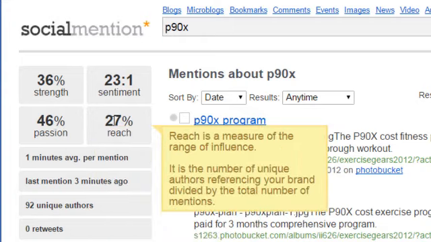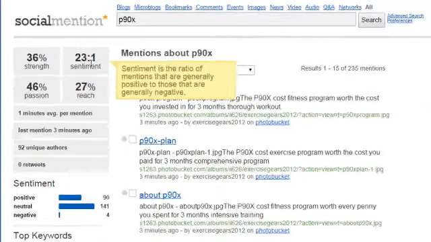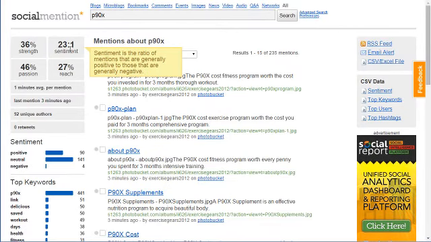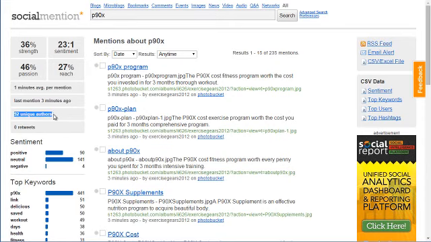And then of course we have reach. Reach is the measure of the range of influence. It's the number of unique authors referencing your brand divided by the total number of mentions. And then of course sentiment is the ratio of the mentions that are generally positive to those that are generally negative. So it's 23-1. Now, what's cool about this is it tells you, for every mention, it's about 1 minute average. The last mention about P90X was 3 minutes ago, and there are 92 unique authors.